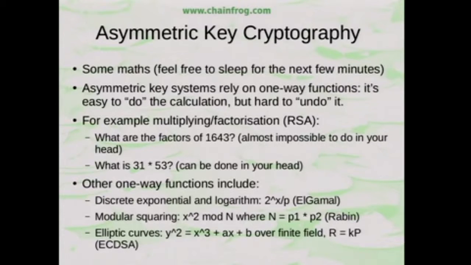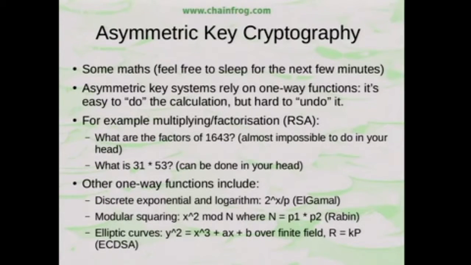So here you have a function where doing it is easy, undoing it is hard. And that is, roughly speaking, how RSA, one asymmetric key cryptography system, works. Other popular ones: there's a system called El-Gamal, which relies on something called discrete exponential and logarithm, that it's easy to take exponentials, it's hard to do logarithms. Have I got that the right way around? I think so.